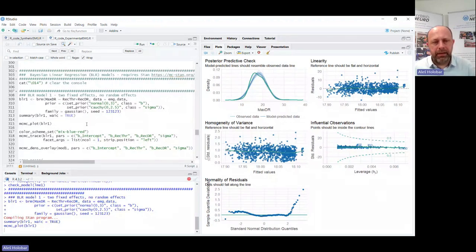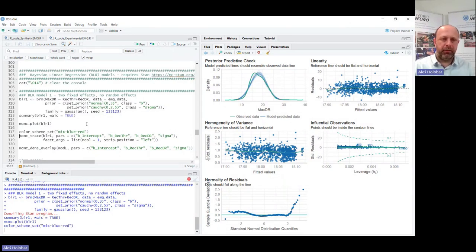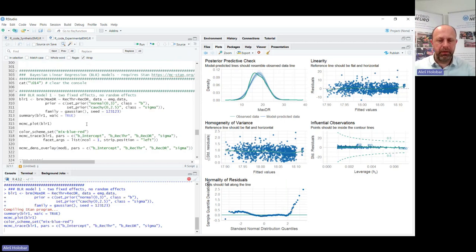As with the linear mixed models, the quality check of Bayesian fitting is also important. I'm now waiting. Okay, compiling Stan program. It will take a bit of time.